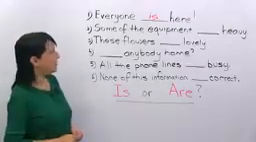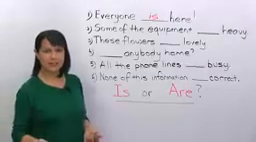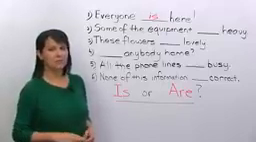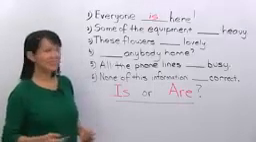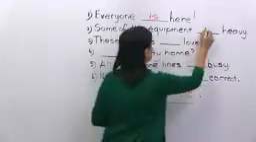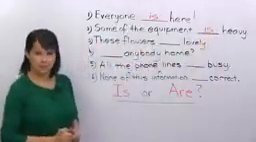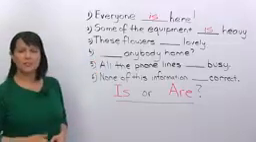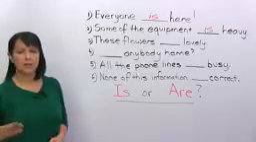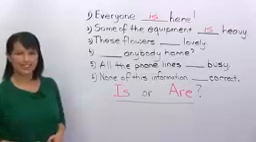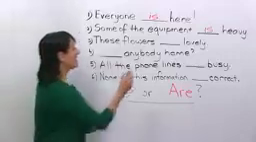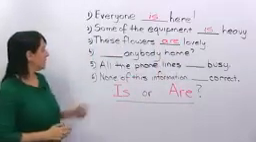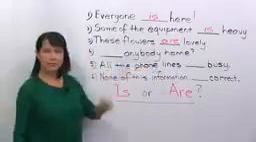Number 2, some of the equipment blank heavy. Some of the equipment is or some of the equipment are. What's the right answer? Do you know? It should be is, okay? Again, I will explain why afterwards. Next, these flowers is lovely or these flowers are lovely. What's right? These flowers are lovely. Very good.